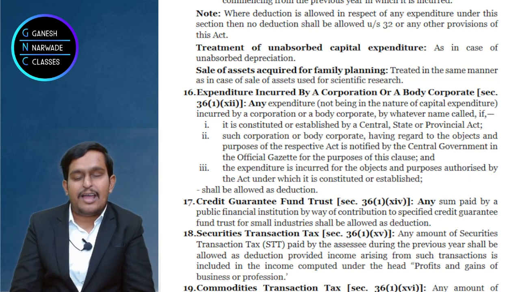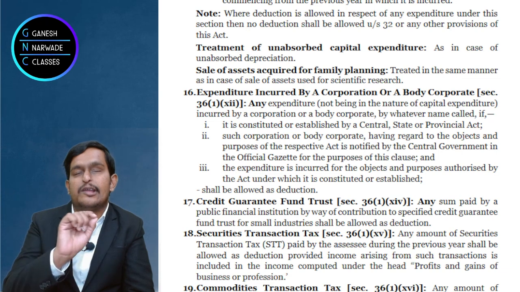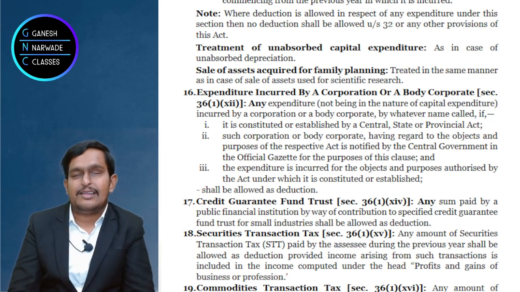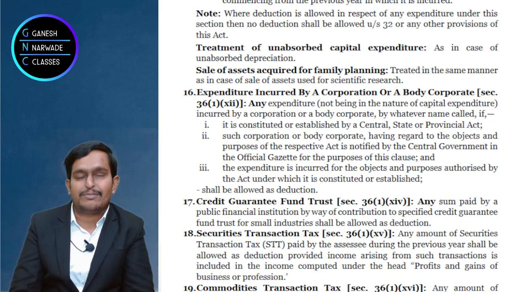And if you are purchasing sugar cane, then as per the government rate you will get the deduction on the purchase of sugar cane. Less than that also you can get, or up to that you can get, but more than the government rate you cannot claim it as deduction. That is what section 36(1)(xvii) talks about.